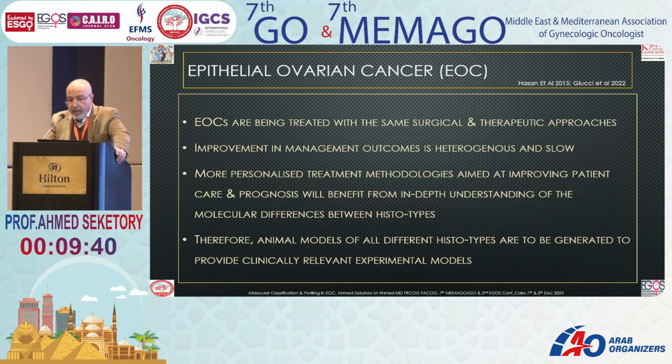Epithelial ovarian cancer has been treated surgically the same way, and improvement in management outcome has been heterogeneous and slow. And as we just mentioned, personalized treatment will offer good care. Therefore, you need to know more, and if you need to know more, you need more research. This is a rare disease, and this is a fatal disease. You can't just experiment on humans. If you do this in clinical trials, there is an ethical obligation not to do basic research on patients, just to see them to the end of their journey.